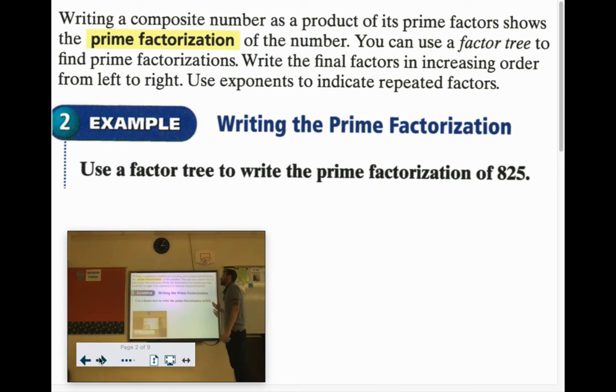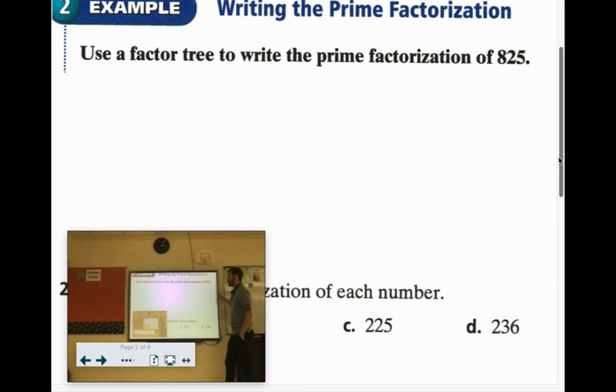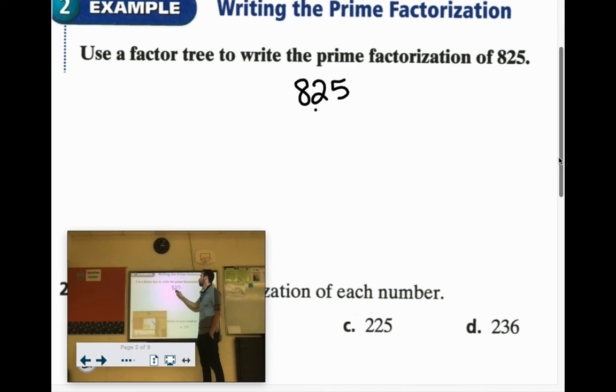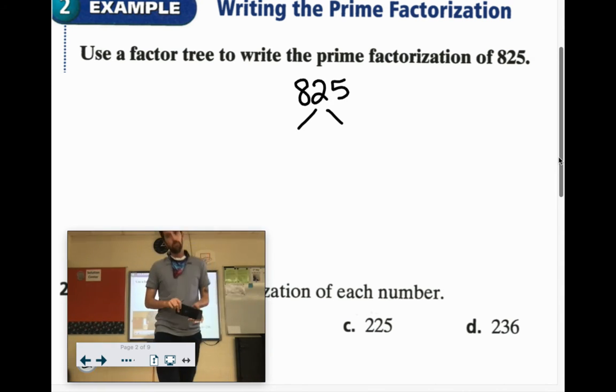Prime factorization is when you break it down to only prime numbers. So get excited. We're going to write the prime factorization for 825. We're going to use a factor tree. So we just write 825, and we're going to break it down with any factors. So we need to find any number that goes into 825. Thank goodness we did those divisibility rules back in the day.